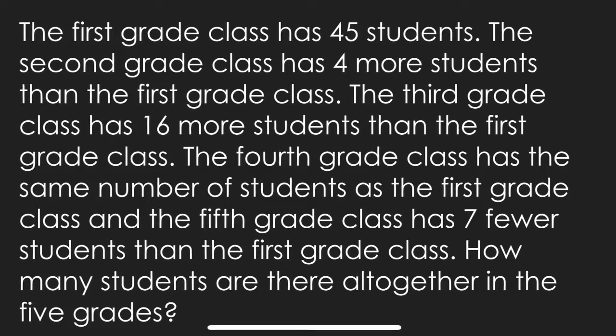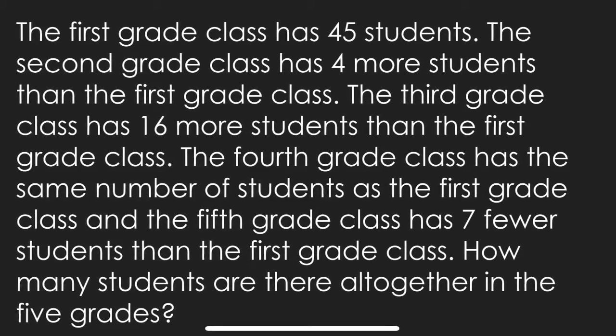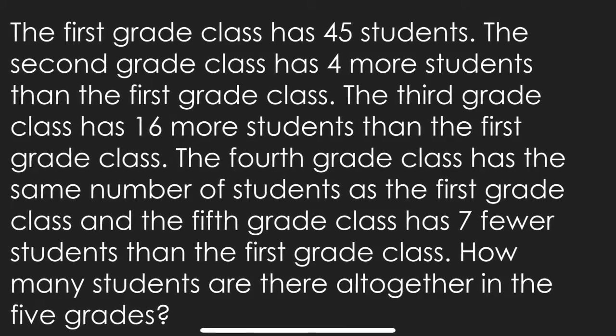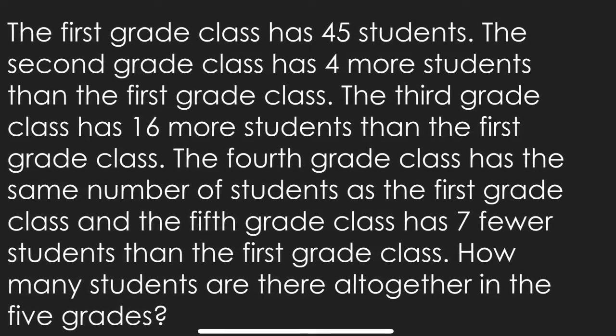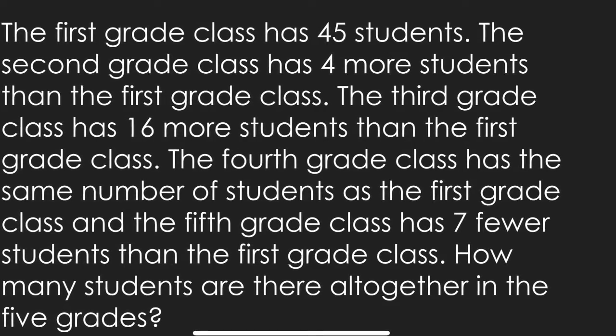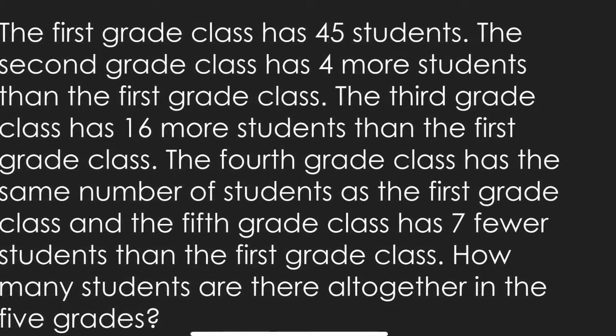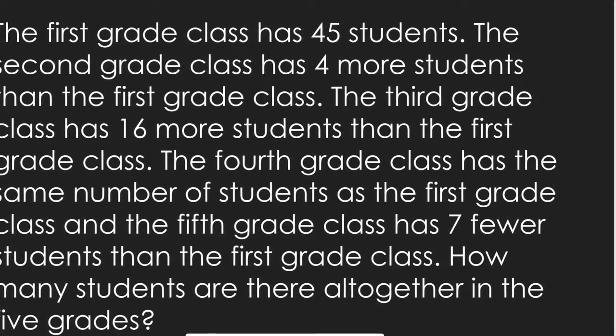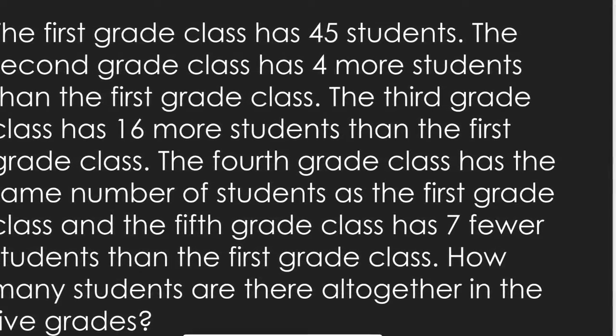So our next and final problem says the first grade class has 45 students, the second grade class has 4 more students than the first grade class, the third grade class has 16 more students than the first grade class, the fourth grade class has the same number of students as the first grade class, and the fifth grade class has 7 fewer students than the first grade class. How many students are there altogether in the 5 grades?